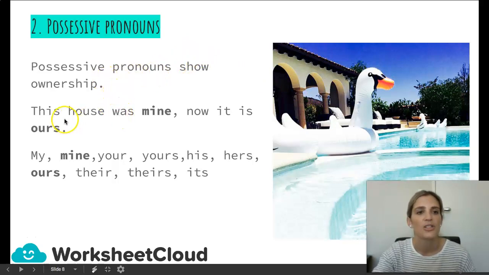Okay, so this house was mine. Mine indicating ownership. Now it is ours. Okay, so ours is also possessive. Here are more examples of possessive: my, mine, your, yours, his, hers, ours, their, theirs, and its. So if it's showing ownership, then it's a possessive pronoun.